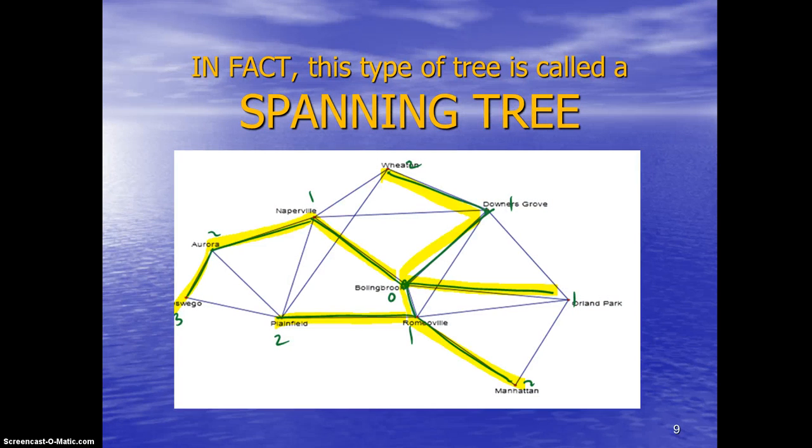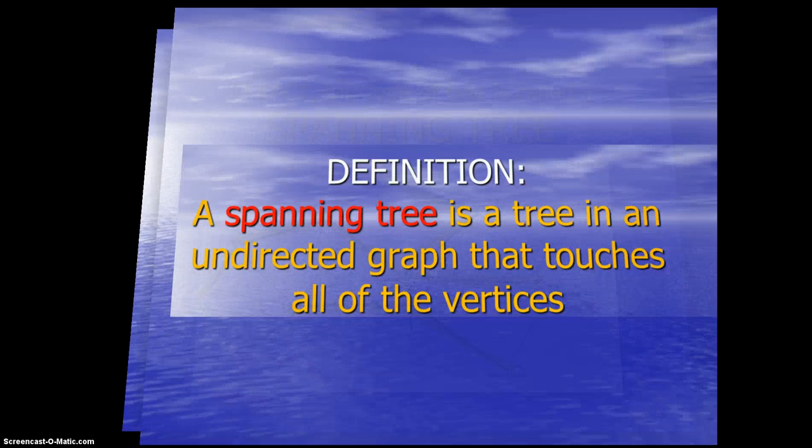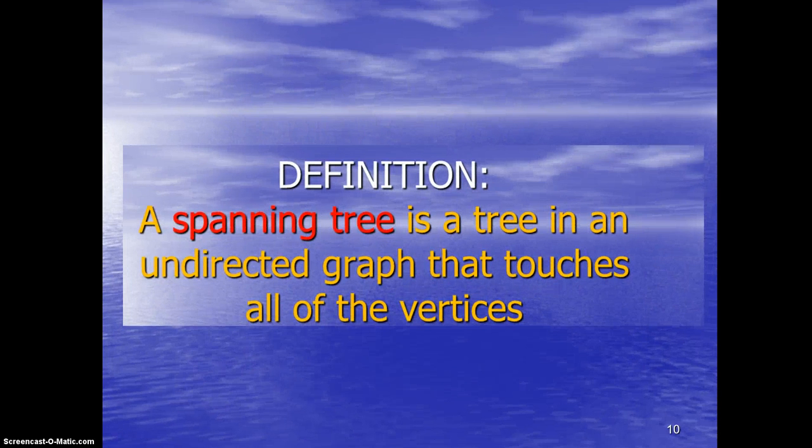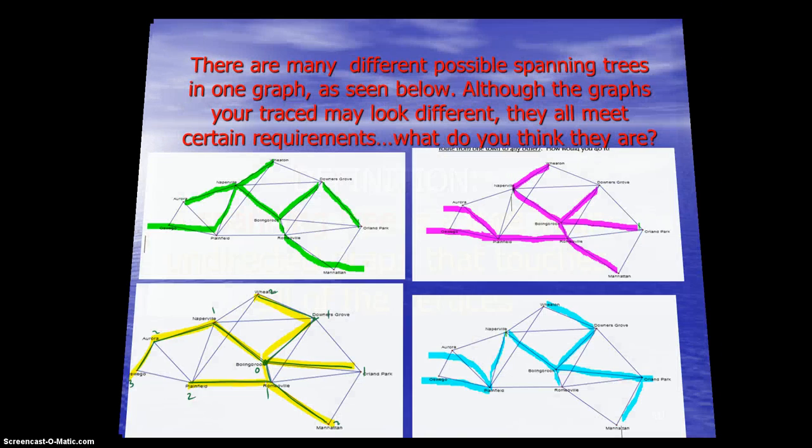All right, so this isn't just called a tree, this is called a spanning tree. The definition of a spanning tree is a tree in an undirected graph, so it does not have arrows on the edges, that touches all of the vertices.